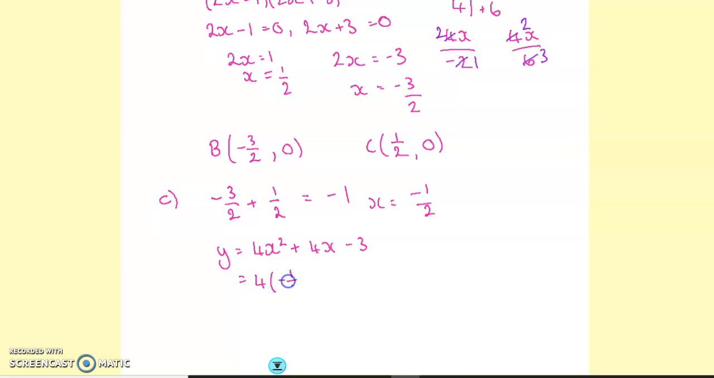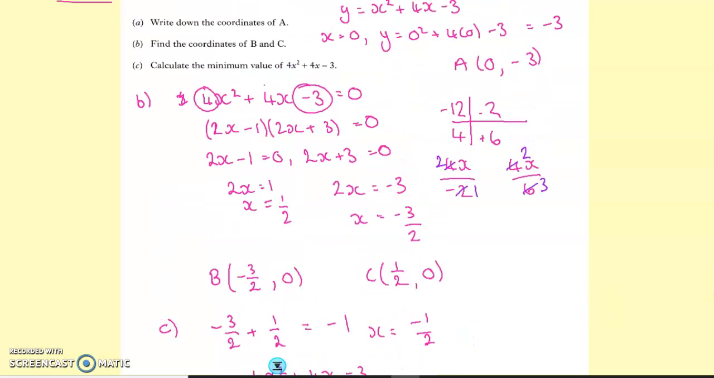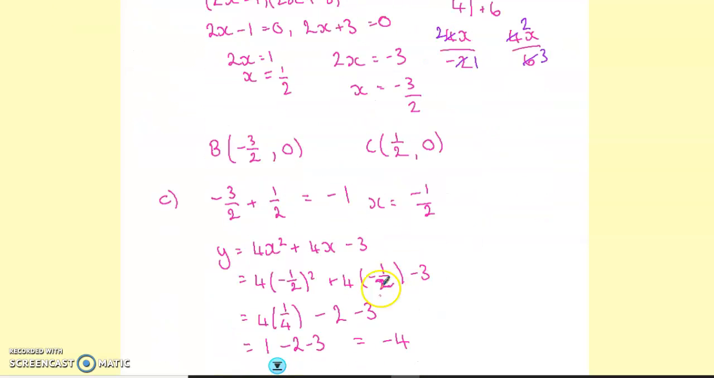So we get 4 lots of minus a half squared plus 4 times minus a half, minus 3. Minus a half squared is positive a quarter. 4 times a quarter, you can go straight to 1 there if you can spot that. 4 times minus a half is minus 2, minus 3, my fractions are all disappearing nicely. So we get 1 minus 2 minus 3, which is 1 minus 5, which is minus 4. I've forgotten what we've been asked for, and it's the minimum value. So the minimum value is minus 4. Okay.